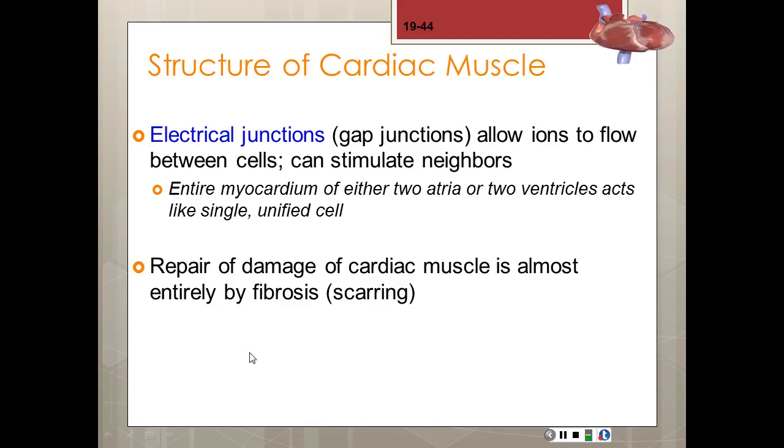Now, the entire myocardium, or the two atria and two ventricles, they act like single unified cells. Now, the repair of damaged myocardium is almost entirely by fibrosis, which is from scarring.